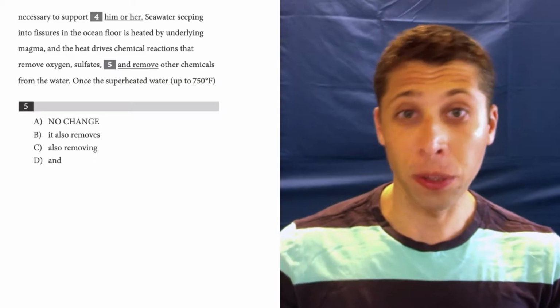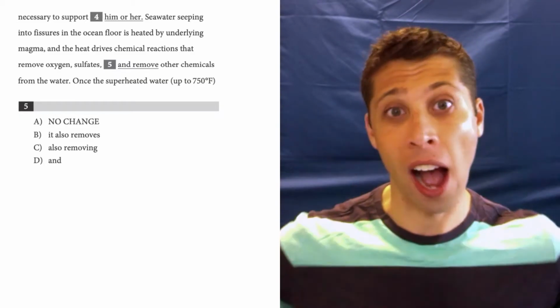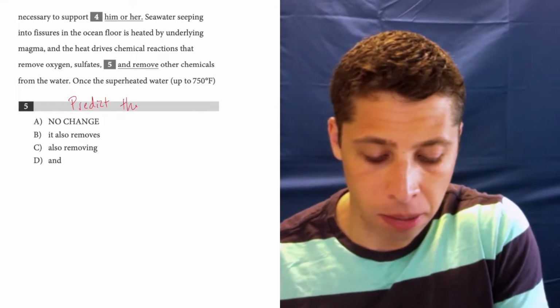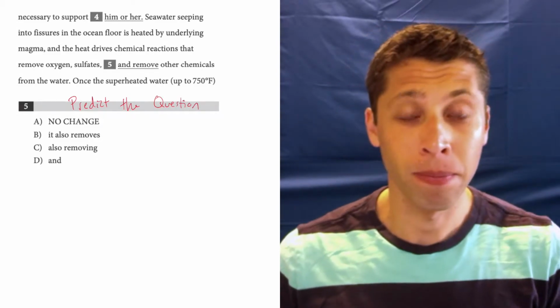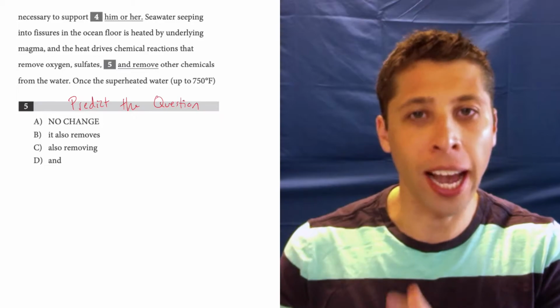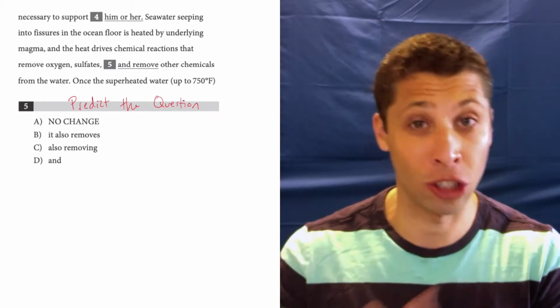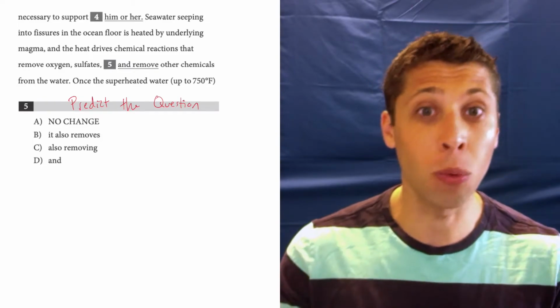For this question, we really need to use what I consider the most important strategy for the entire writing section. And that's that we want to, as much as possible, predict the question before we really start getting into it. A lot of times we can do that by looking at the answer choices very quickly and seeing what kinds of things appear and change in the choices. In this case, it looks like it's just changing the wording.